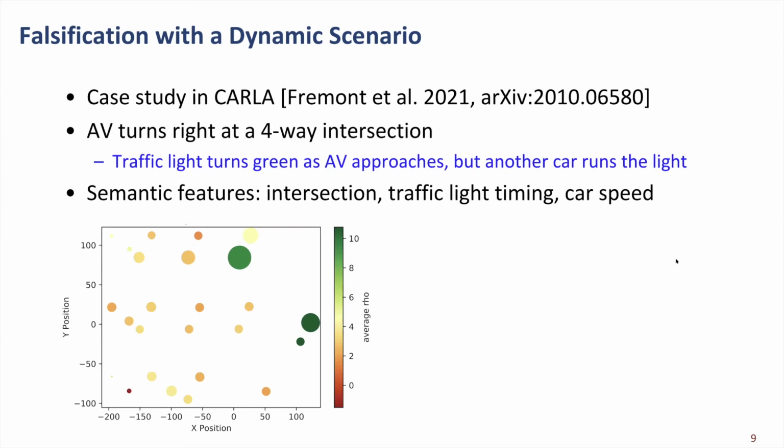So for instance, this is showing the quantitative satisfaction value that Sanjit mentioned before for a collision specification, a non-collision specification, as a function of the position of the cars. So this is basically showing that certain intersections are more dangerous than others.